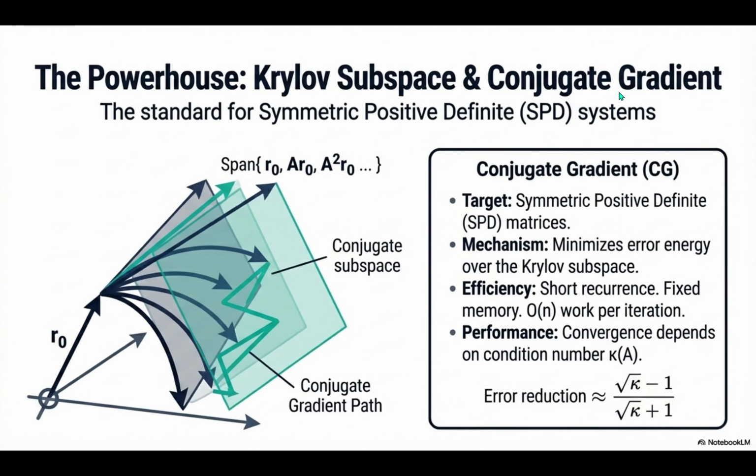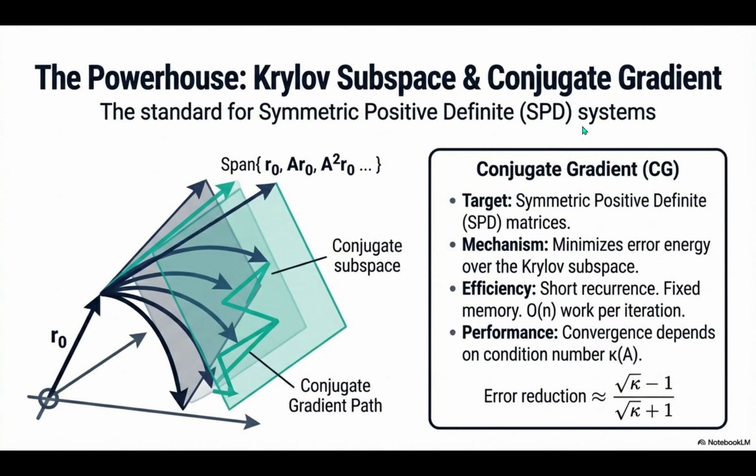CG is the gold standard. It's elegant, it's fast, it's beautiful math. And it's a really big set, but it only works for a specific type of problem. Here come the terms symmetric, positive, definite. It sounds scary, but really it just means the matrix is nicely balanced.